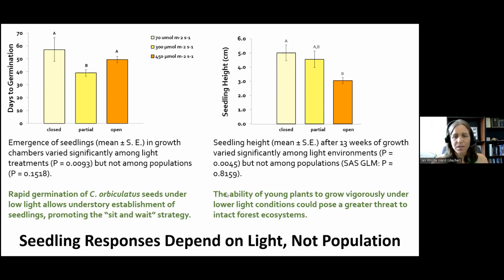So this is kind of worrisome from a land management point of view, or from a try to clean up your own yard point of view, is that these young plants are growing pretty well under even low light conditions. So they are able to become established in intact forest ecosystems. So forests that aren't partially cleared or forests that aren't managed, these bittersweet vines can get pretty well established in.